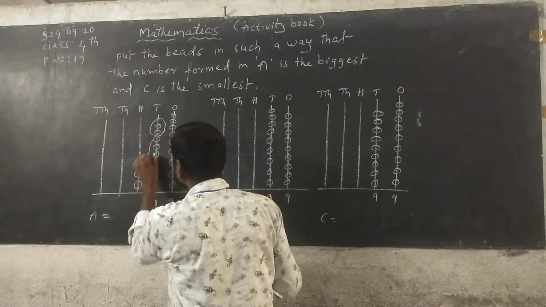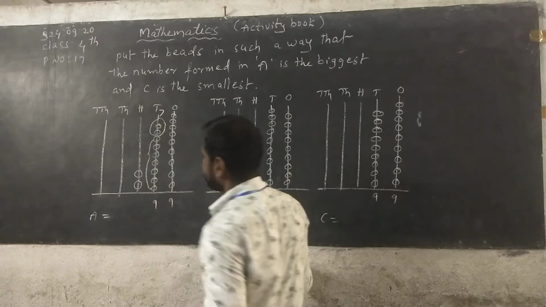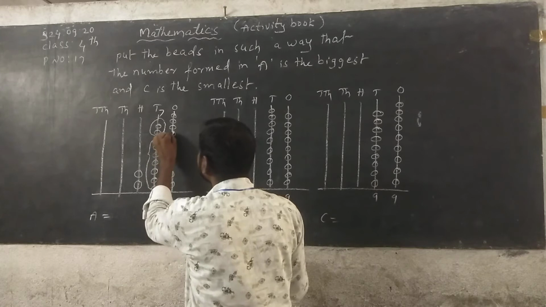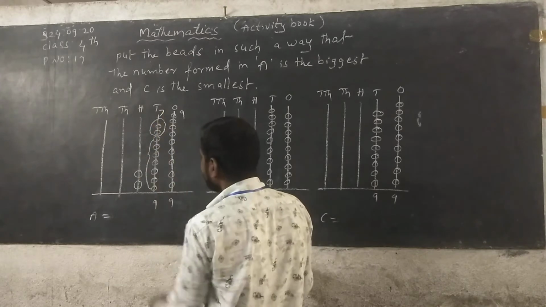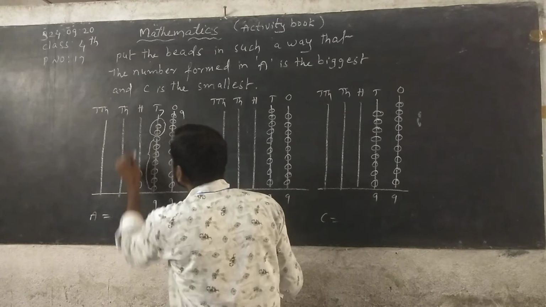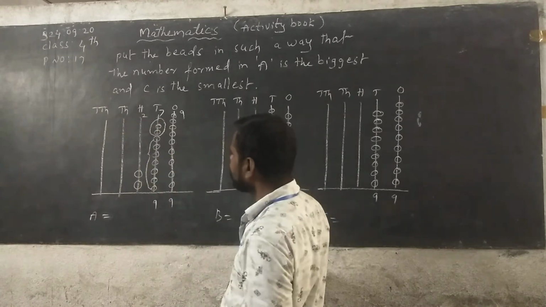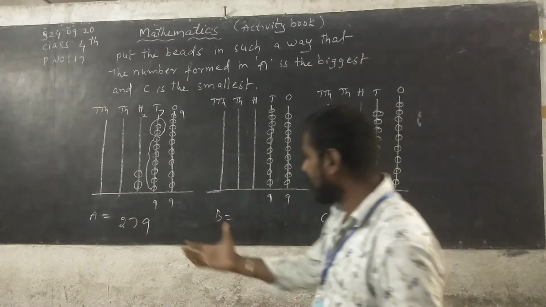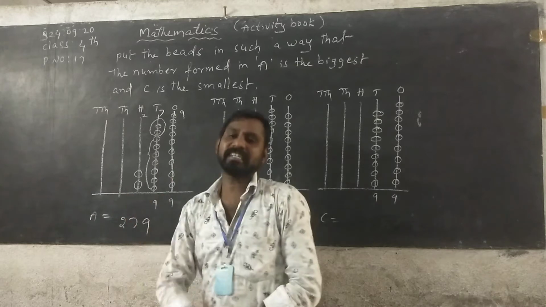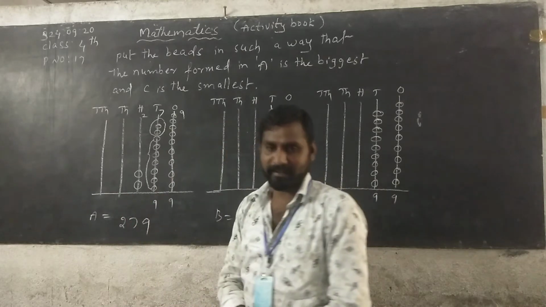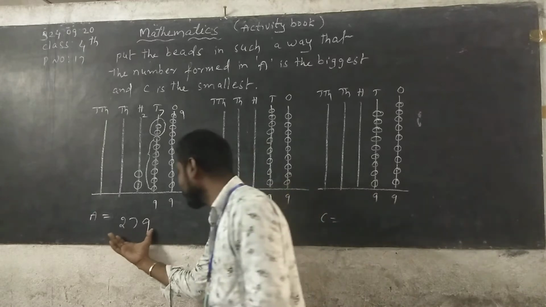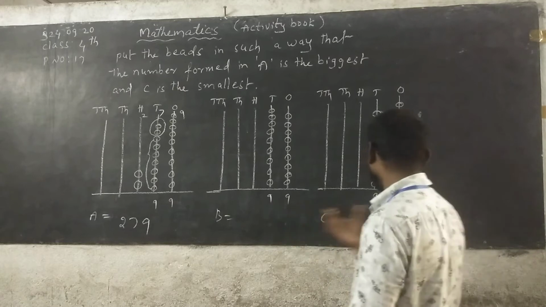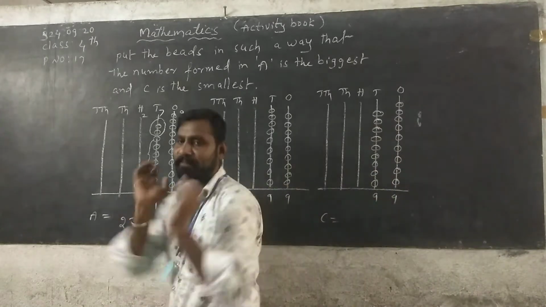Then here how many beads are there? 1, 2, 3, 4, 5, 6, 7 beads are there. Now here how many beads are there? 1, 2, 3, 4, 5, 6, 7, 8, 9 beads are there. Here how many beads are there? 2 beads are there. What is the number? 279. See here. According to our condition, A is the biggest number. So 279 is bigger than B and C. B is 99 and C is 99. So one condition is completed.